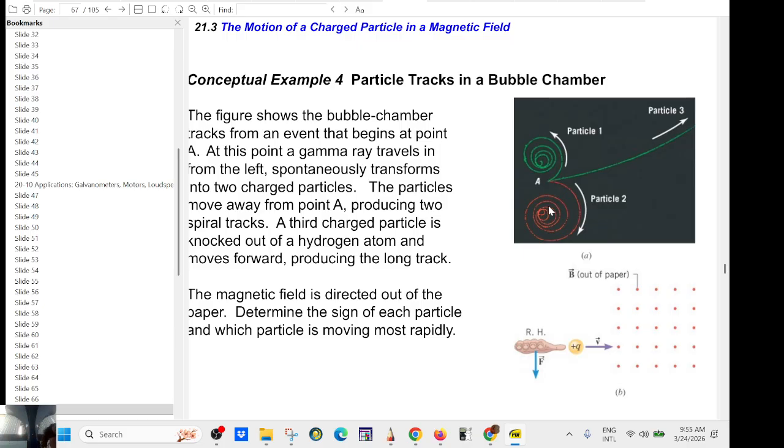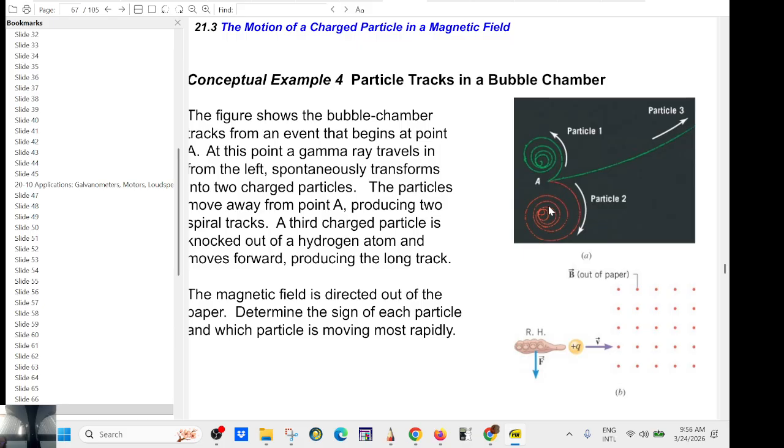So if it's a positive particle, we don't know which one is positive. But if it's a positive particle, so the velocity is this way. The magnetic field is towards you. So the force is where? Do you all agree here? Right, the velocity is this way, the magnetic field is towards you, the force is down. So the red one is the positive particle.